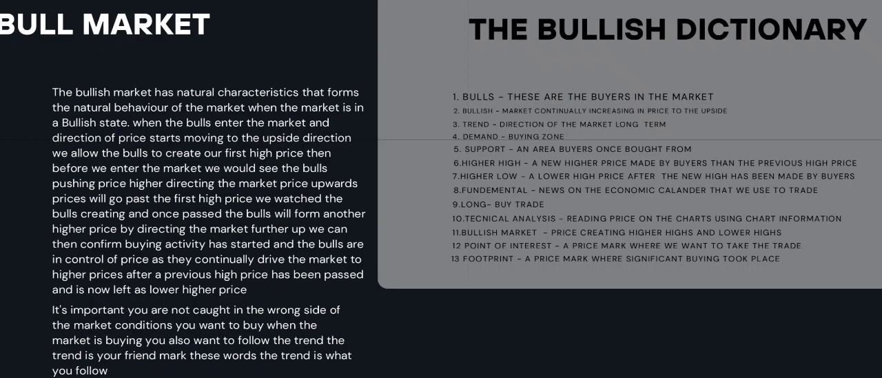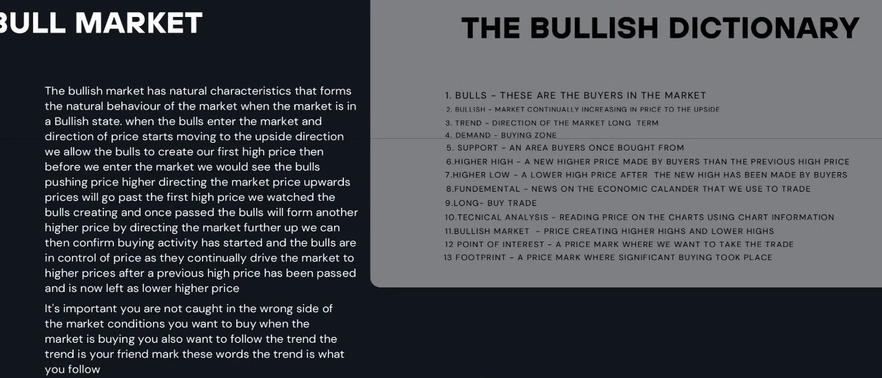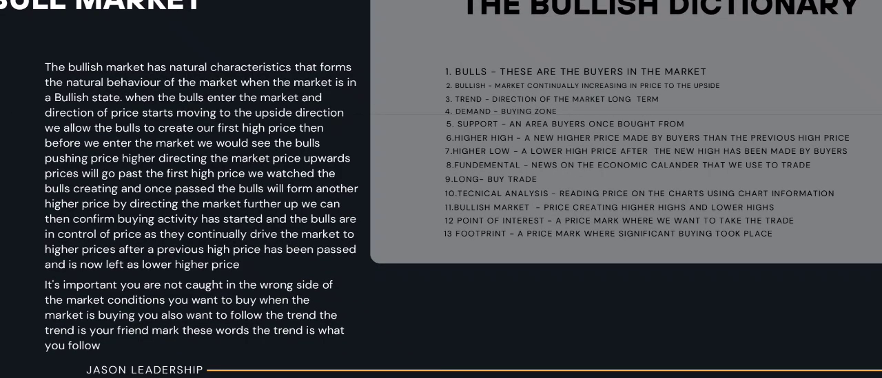Now, once that price has been passed, the bulls will form another higher price by directing the market further up. That's when we can then confirm buying activity has started because we keep seeing them creating new higher prices, revisiting lower prices, going further past the previous high prices that they created to make new higher prices than the previous high prices that are in the market. So it's just going up and down. Low price, high price, visiting low price, creating a higher price, visiting low price, creating a higher price, and so forth.